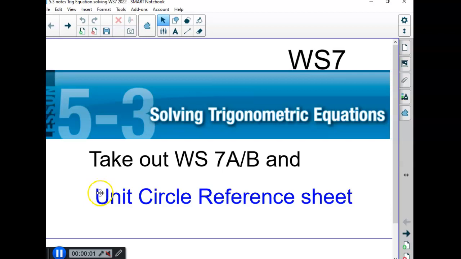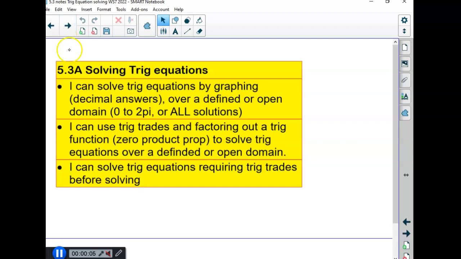You should have out worksheet 7 and the unit circle reference sheet. We're going to use both sides today. So the learning targets are to be able to solve trig equations. We're not going to do graphing ones today. We might need some trig identities, and we're going to do some factoring. So we're going to focus on these two.